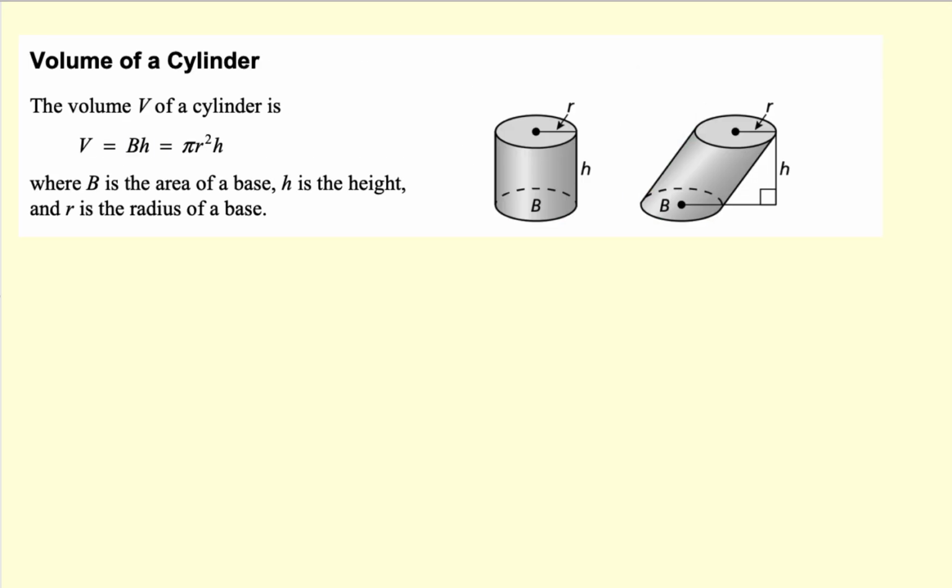The volume of a cylinder is equal to the area of the base times the height. Now the base is a circle, so the base will always be the same and we just times it by the height.